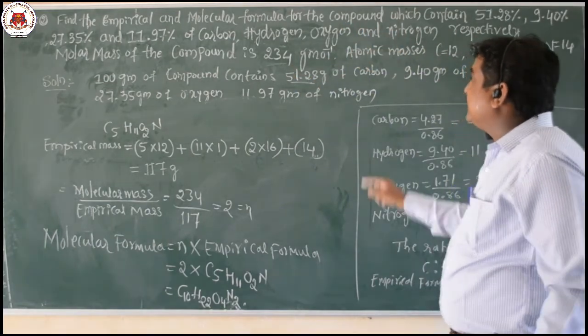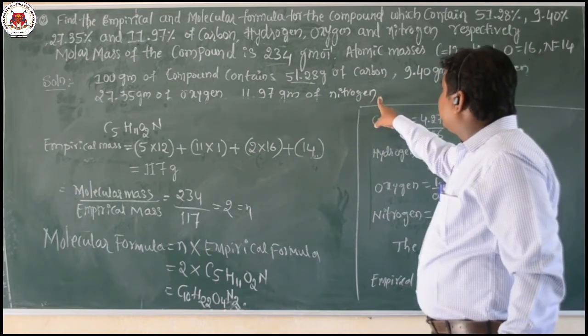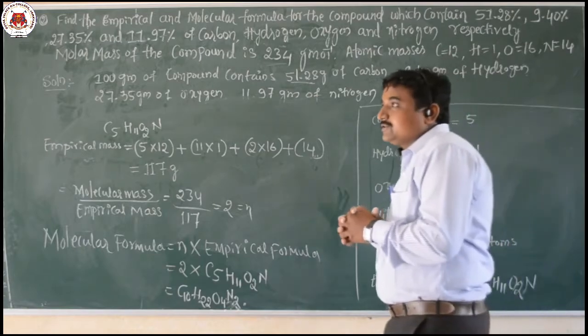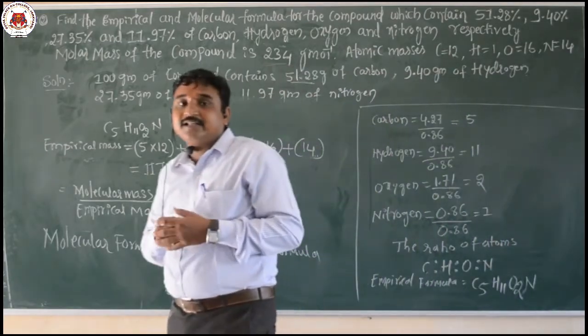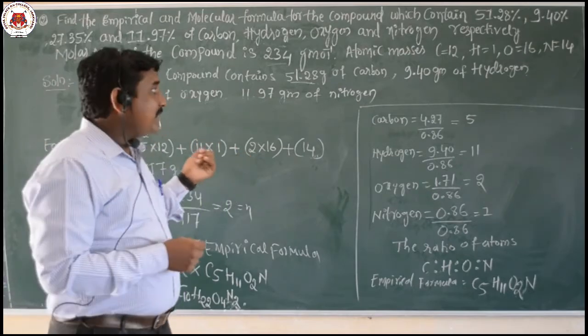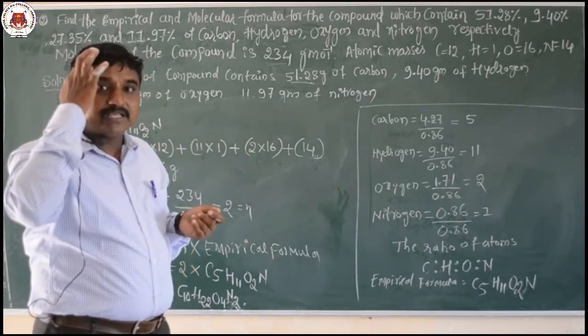So after conversion into gram, you have to calculate the number of moles. You have to calculate the number of moles for each element, that is the given mass divided by the atomic mass. After dividing this, you will get some values.